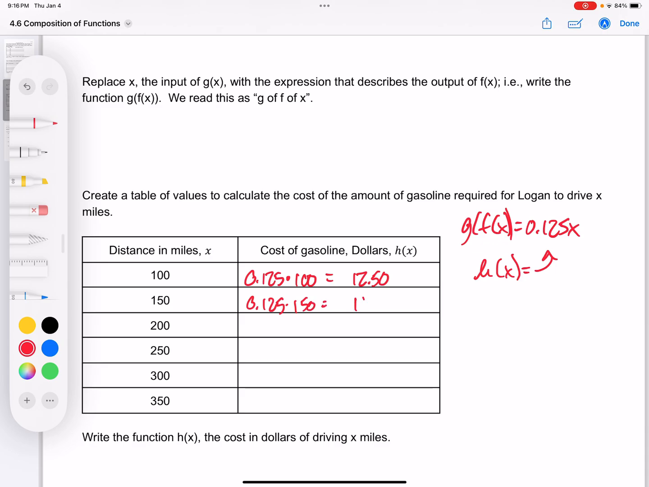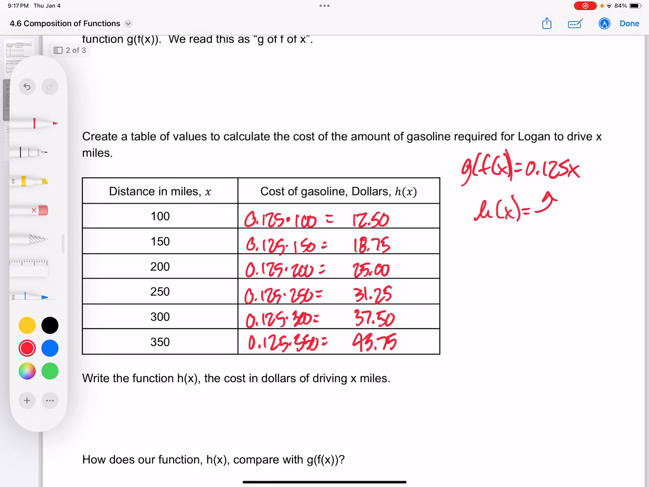which is 18.75. And then we would say 0.125 times 200, which is going to be $25. And 0.125 times 250, which is going to be 31.25. And then 0.125 times 300 equals 37.50. And 0.125 times 350 is equal to 43.75. All right.